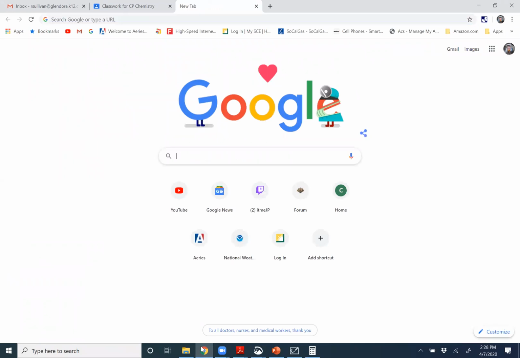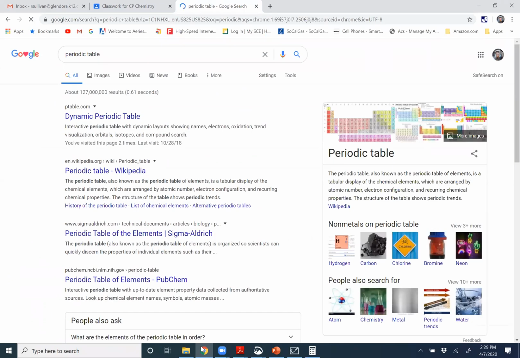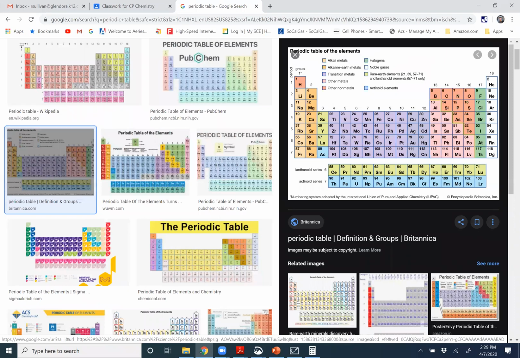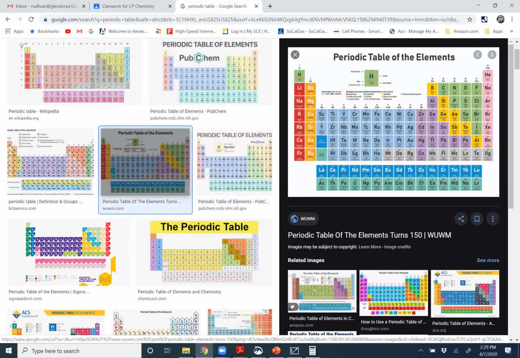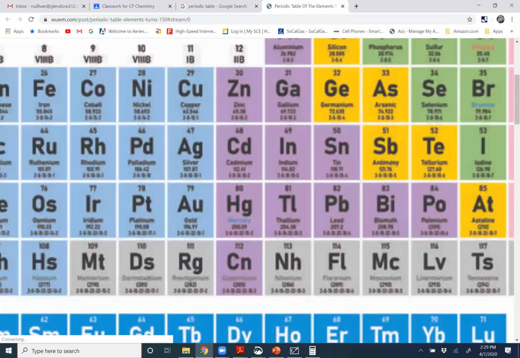You just go in here, periodic table. Don't even have to write table. Go to images. Don't even have to download one if you don't want. Pick your poison, whatever one you like here. This one doesn't have molar masses on it, so that's not very helpful. This looks pretty helpful. Hopefully it's not Pinterest. Here we go. So anyway, we can zoom up.